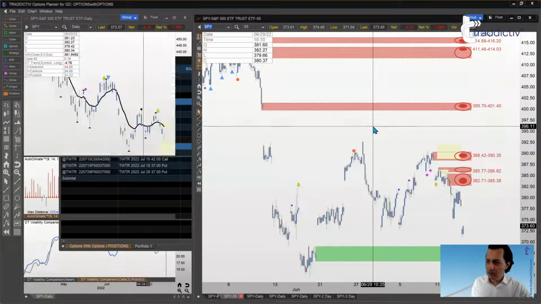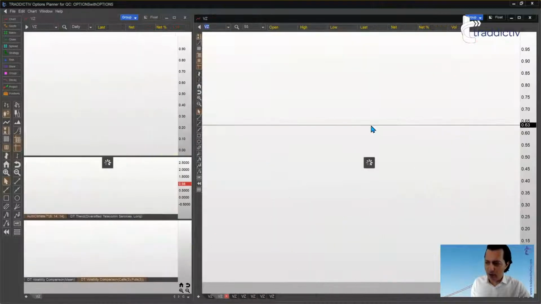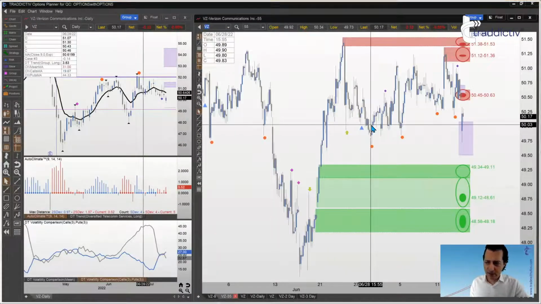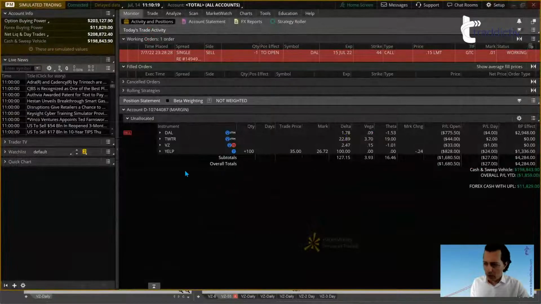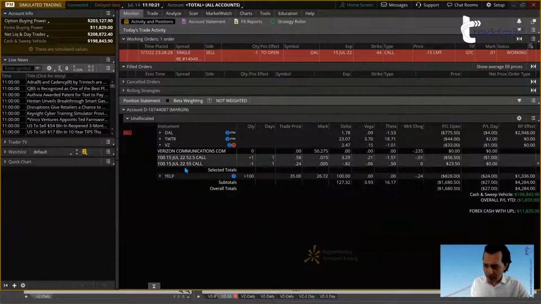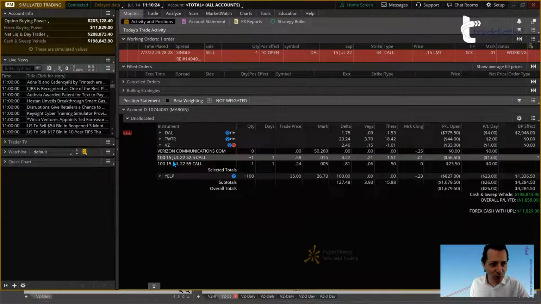So with Verizon, I'm just going to keep it very short. This trade expires. Look at here, right here, Verizon. It expires on July 15, which is tomorrow, right? So this week, this trade will be gone.